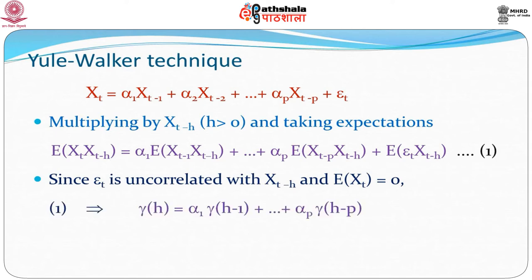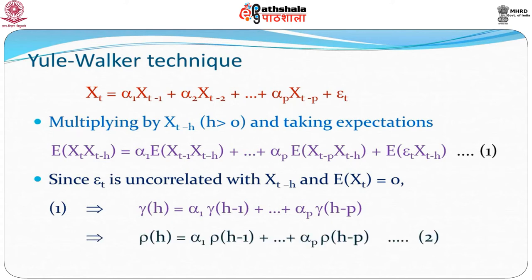And hence, it would imply that on the left hand side you have the autocovariance function gamma_h, which is equal to alpha_1 gamma_{h-1} because we have one lag less, and so on up to alpha_p gamma_{h-p}. This in general is referred to as the Yule-Walker equations. Dividing both sides by gamma_0, we can reduce this in terms of rho_h. So we can write this as rho_h is alpha_1 rho_{h-1} up to alpha_p rho_{h-p}.